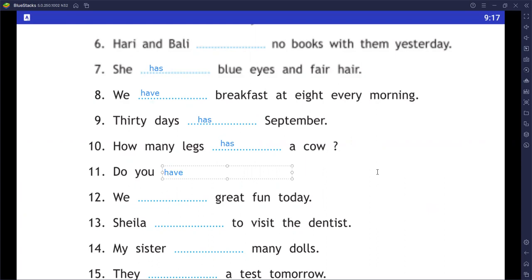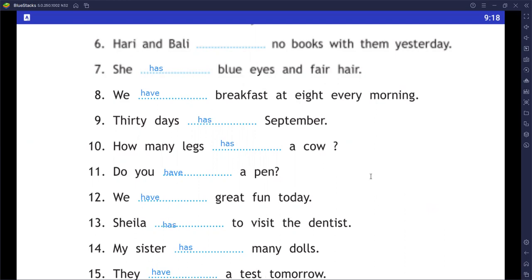Do you have a pen? Okay, next is we blank great fun today. We have great fun today. So what did I write here? Have. Sheila blank to visit the dentist. Sheila has. What do we write here? Has. Visit the dentist. My sister has many dolls. Next is they blank a test tomorrow. They have a test tomorrow.